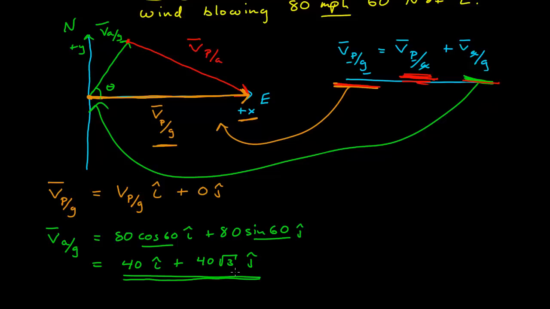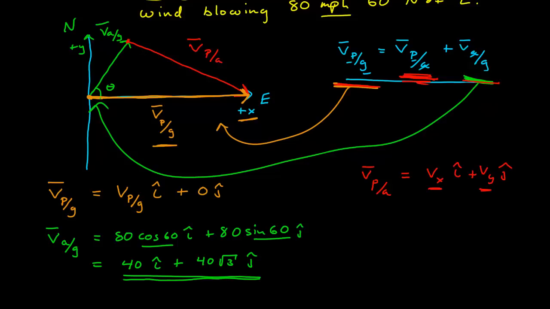Okay. So then we have the air relative to the ground. And then we have the velocity of the plane relative to the air, which is unknown. We'll just call this v sub x i hat plus v sub y j hat, because these are my target variables.